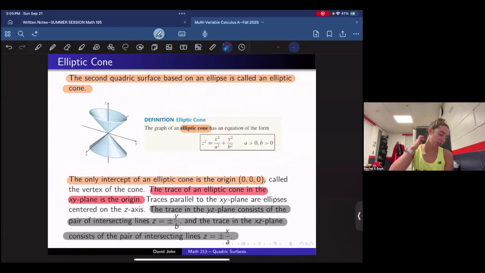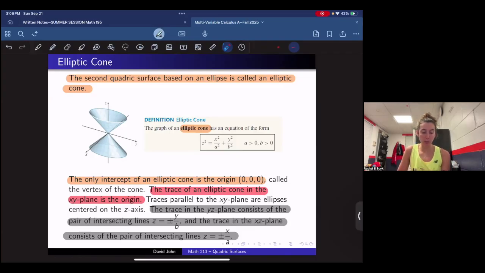Another figure, we have our elliptic cone. It's our second quadric surface that we're going to be talking about based off of an ellipse. The general form is z squared is equal to x squared over a squared plus y squared over b squared, where both a and b are positive. I also highly recommend you create flashcards and draw out these figures so that you can really reinforce the general formulas to the visualizations.